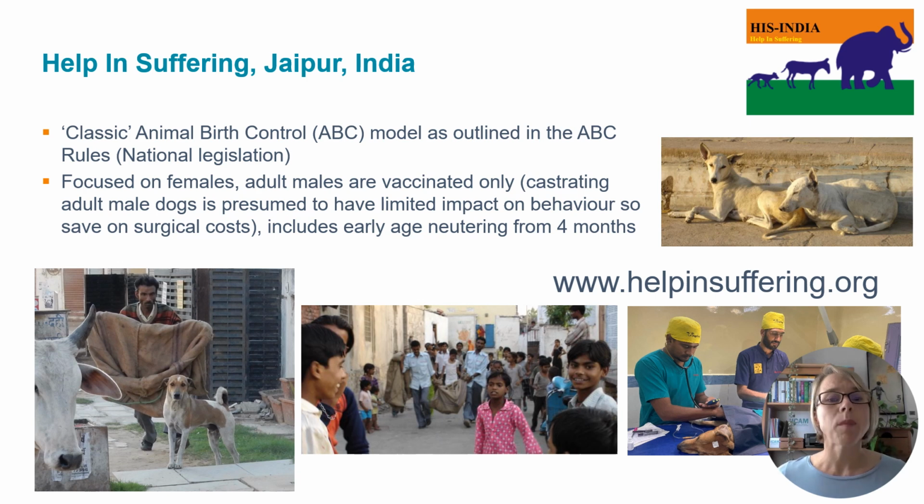I want to share a couple of examples of street survey data. The first is from an organisation called Help in Suffering in Jaipur, India, who run, I guess, the classic ABC intervention, with a focus on sterilisation of female dogs and vaccination of all dogs. And this is one of my favourite examples of street survey data. I like it because of its simplicity, but it also shows their long-term dedication to data collection.